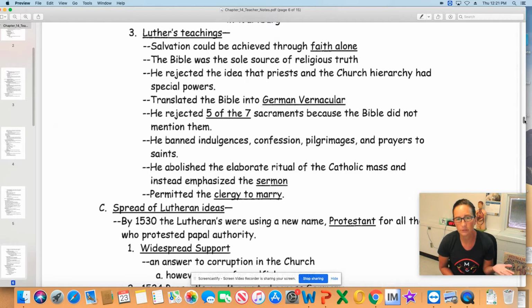So the biggest difference between Catholics and Lutherans today is that Catholics have 7 sacraments, Lutherans have 2 sacraments. Martin Luther rejected 5 of the 7 because he said the Bible doesn't word for word specifically mention them. They talk about them, but not specifically.